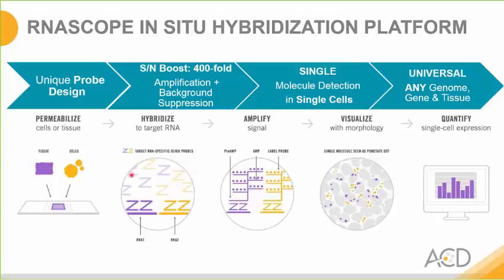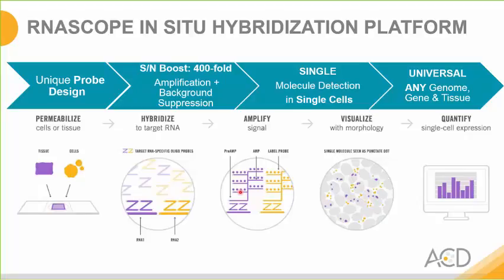RNAscope utilizes a unique probe design for each target indicated in the purple and orange, and this relies on the so-called double Z probe strategy depicted here with the 2 double Z probes lined up along the target. And this strategy ensures maximum specificity of the assay. The probe design, in combination with the amplification steps, which I'll get into in the next couple of slides, provide for an approximate 400-fold amplification of the target, with concurrent suppression of any non-specific background staining.